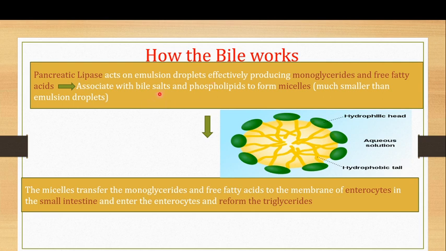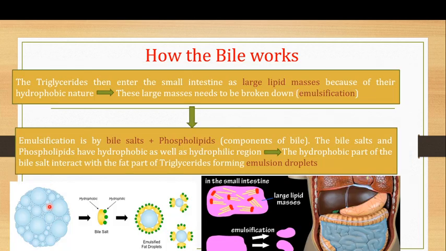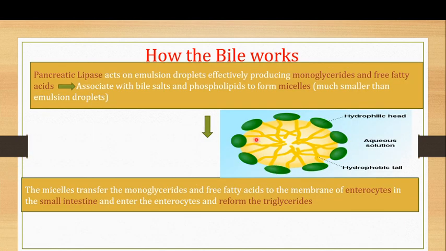And in this phenomenon, the bile salts and the phospholipids interact with these monoglycerides and free fatty acids, thereby making a structure known as micelles, and these micelles are much smaller than the emulsion droplets. So as you can see, you are going from a very large structure into a somewhat smaller structure, and then these smaller structures are further converted into much smaller components, which are known as the micelles. So you are going from the large lipid masses to the emulsion droplets, and the emulsion droplets are converted into much smaller components known as the micelles.